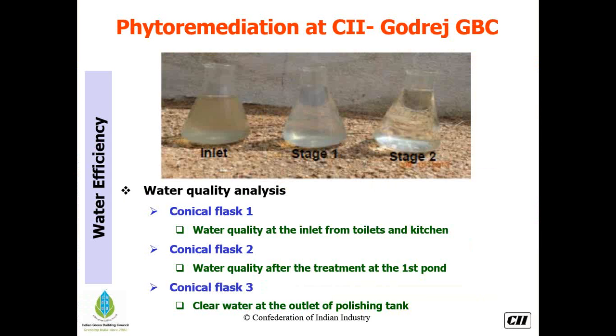This is a water quality analysis which we observed at our site. If you look from the first conical flask to the last one, there is a big difference. That is how the water is treated by this phytoremediation, and we are using it. These are a few examples of features you can implement within your site, which consume less water and help with water conservation.